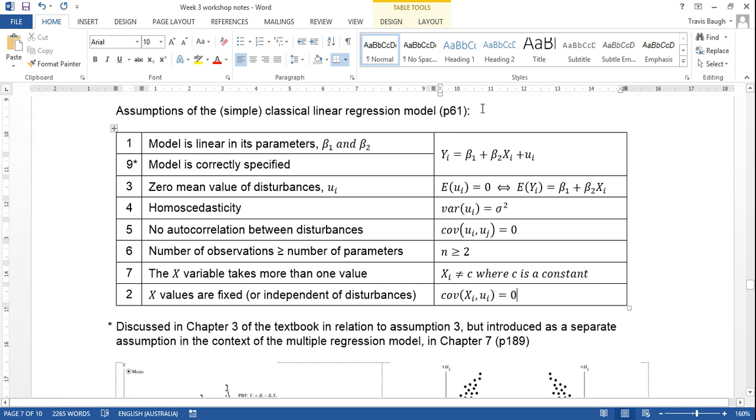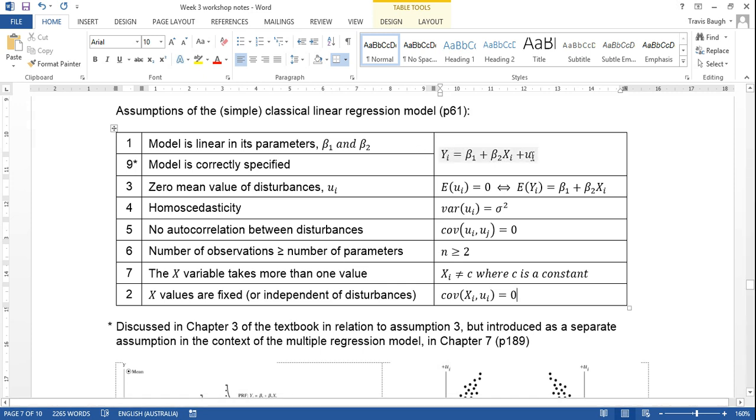These are the notes from the workshop, and here you can see outlined a series of assumptions that underlie the simple classical linear regression model. This model essentially comprises a series of assumptions about how the world is. It's hypothetical, and it basically sets out the process that we believe sits behind the observations on X and Y that we see.